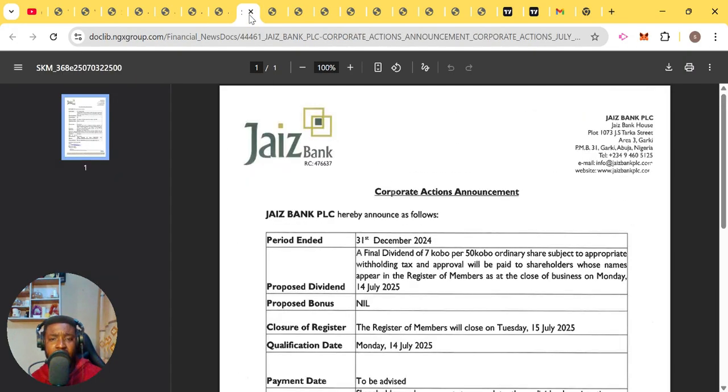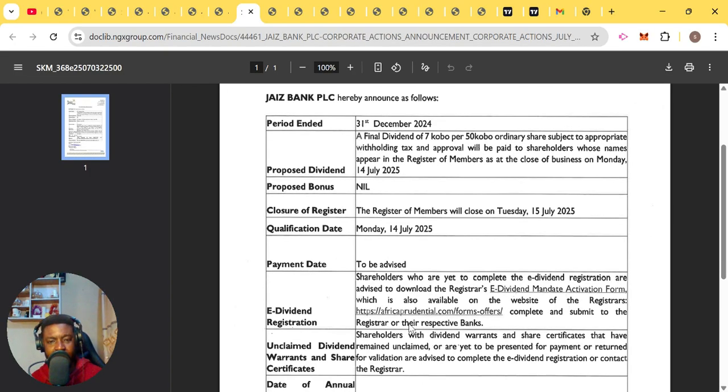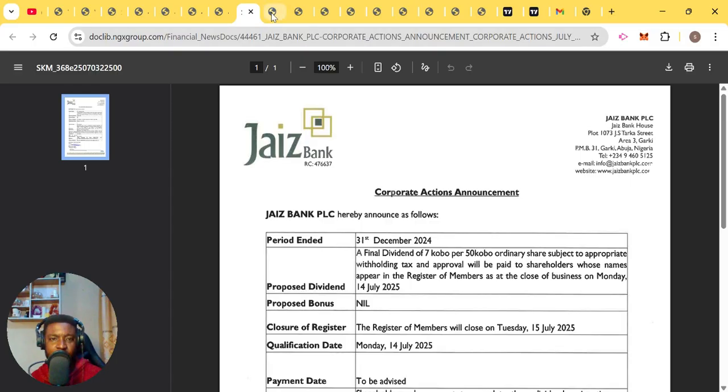Okay, let's jump to the next. Jaiz Bank. Okay, giving dividends of 7 kobo. I know dividend guys will be so happy. So the qualification date is 14th of July. So shareholders' payment date to be advised. So maybe after their AGM, they should be able to come up with payment dates. So I'm rushing. I don't want this video to be too long.